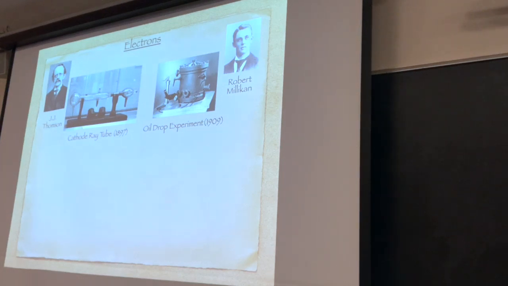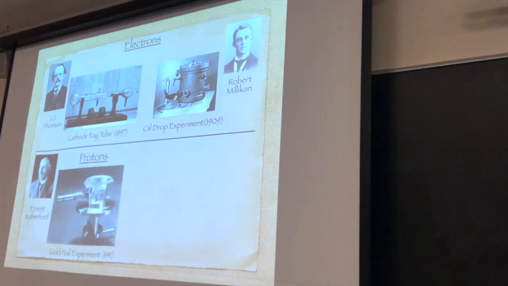negatively charged. It was Robert Millikan, with his oil drop experiment here, who was able to determine the charge to mass ratio of the electron itself. And the electron is actually the first fundamental particle ever discovered, and that was back in 1897 that they figured this out.